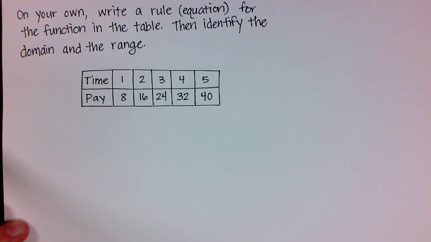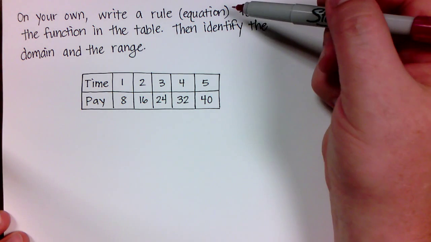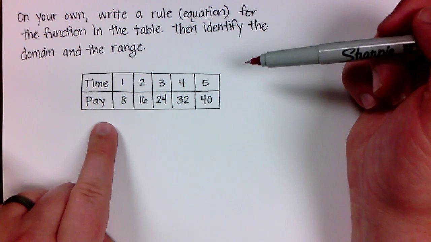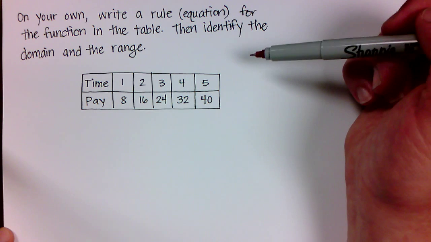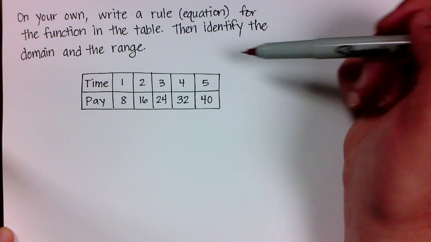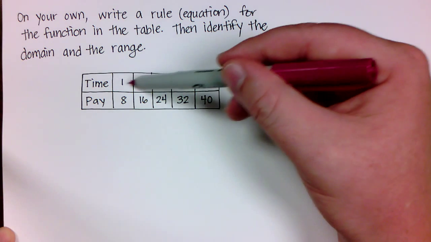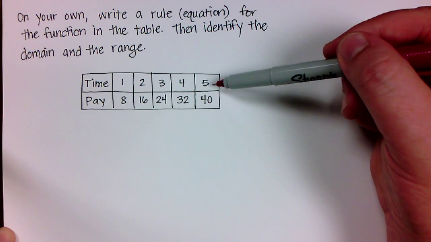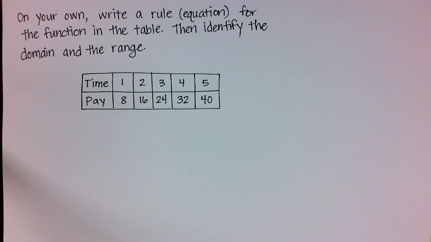So what I want you to do on your own before you come back to class is I have one problem for you. I want you to write a rule or an equation for the function of this table. And then at the very end, I want you to identify the domain and the range. So again, you're going to look for some sort of relationship from what is being plugged in for the input and what is coming out as the output. And come with any questions that you might have when you come back to class tomorrow.